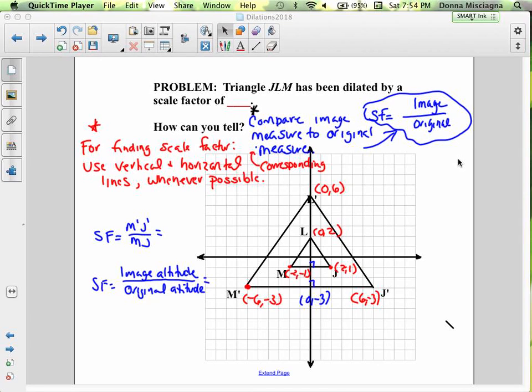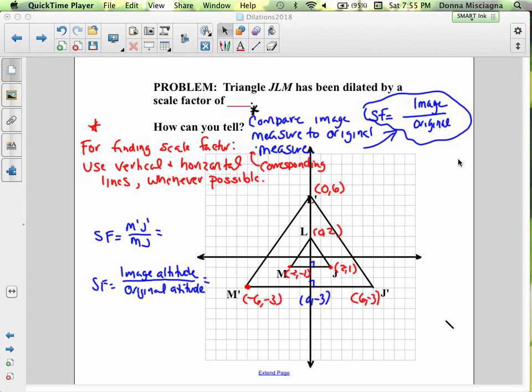So triangle JLM has been dilated by a scale factor of... To find the scale factor, use vertical and horizontal distances, vertical and horizontal corresponding lines whenever possible. Otherwise, you have to use the distance formula. It would be a lot easier if you use horizontal and vertical lines. And when you're finding scale factor, remember it's image over original.